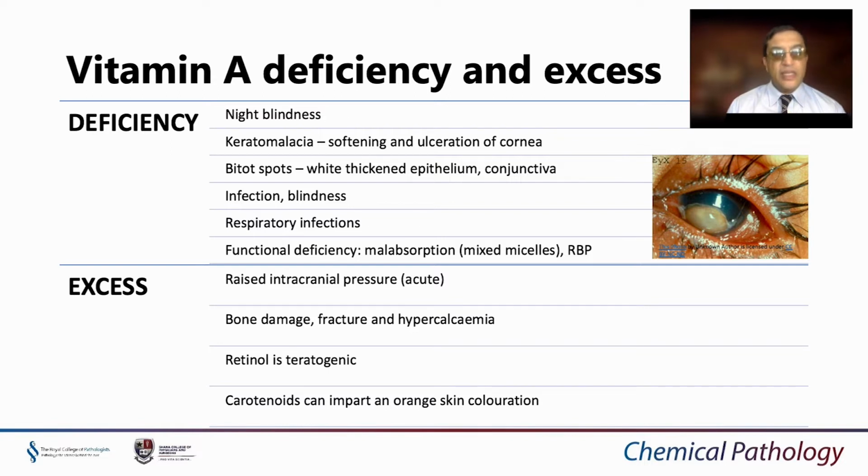Vitamin A can also exert toxic effects at excess states. It can cause raised intracranial pressure acutely. In addition, it can cause bone damage, fractures, and hypercalcemia more chronically. The retinol form of vitamin A is teratogenic and should be avoided during pregnancy. The carotenoids impart an orange skin coloration in excess states.